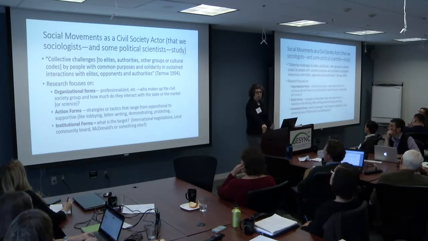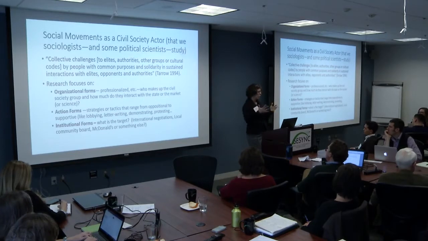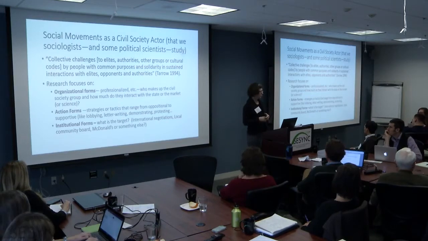And then there's another focus on institutional forms, and a lot of the focus for that research is on what the target is. In some of my work, there's research that looks at international negotiations as a target, international financial institutions as targets, but also more localized targets like local community boards and cities. Sometimes the targets are not governmental, and this was a shift in the past 20 years in thinking about social movements: social movements are not necessarily targeting the state. They can target companies, like McDonald's, big multinational institutions, or many other things. So these are just a range of ways that people are looking at social movements.